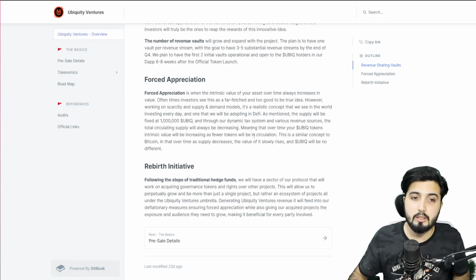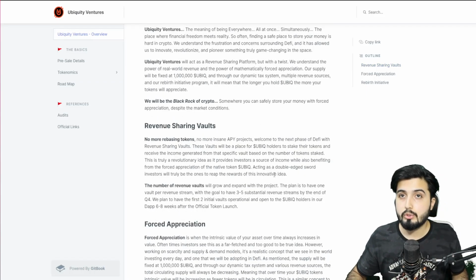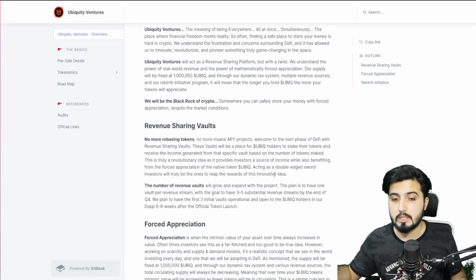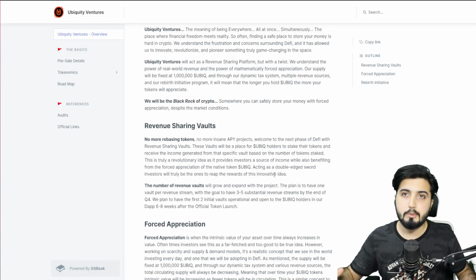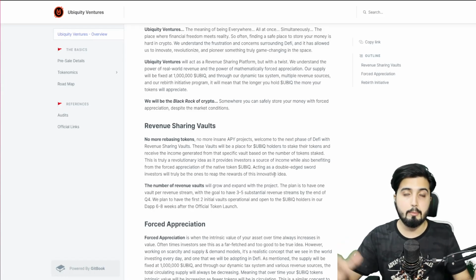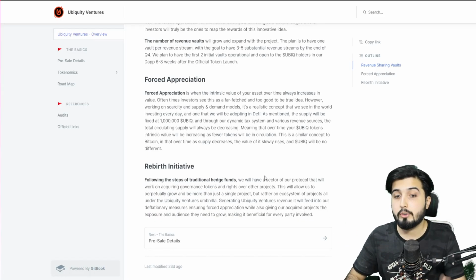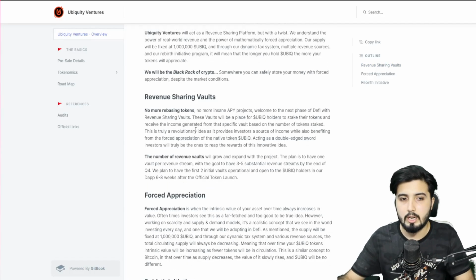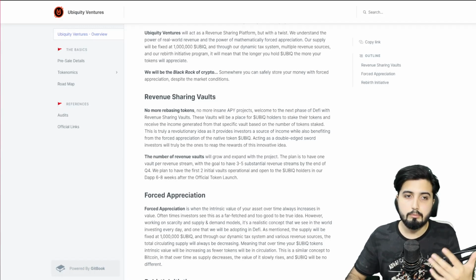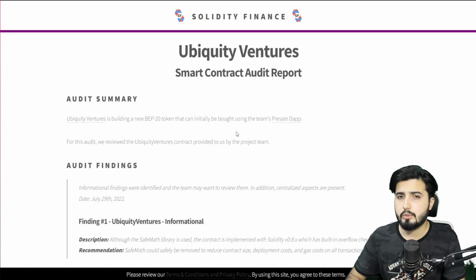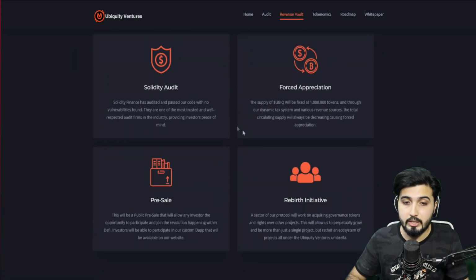These are the mechanisms in place that ensure we can make a good passive income if we stake, and with forced appreciation, the value will be increasing and the amount of tokens will be increasing if we stake. And also with the Rebirth Initiative, they further ensure that forced appreciation is made possible. So you can see all of this is kind of adding up. Now the whole project is secure, it is verified, it has been audited by Solidity Finance, which is one of the most renowned places to get an audit. So that part is confirmed, it is safe.